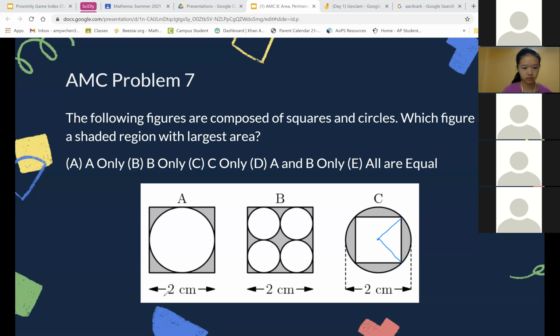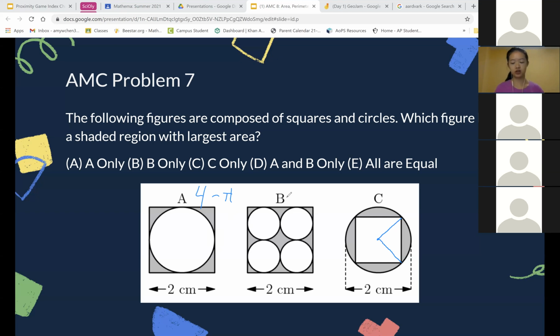Okay, for A and B, I think all you guys pretty much got the right answer. And in fact, A and B are the same. For A, you have a square with a side length of 2, so the square has an area of 4. And the circle has a diameter of 2, so that means it has a radius of 1. So the area would just be 1 squared times pi, which is pi. So the area of the shaded region for A would be 4 minus pi.